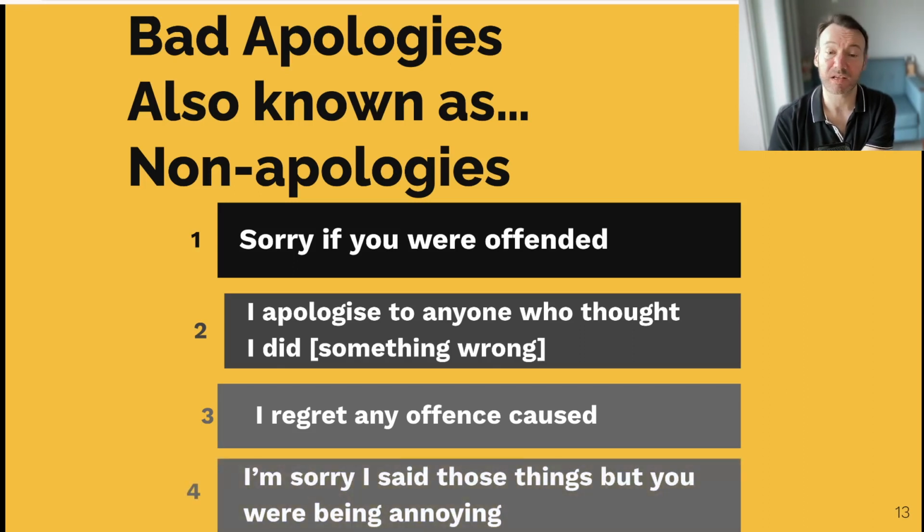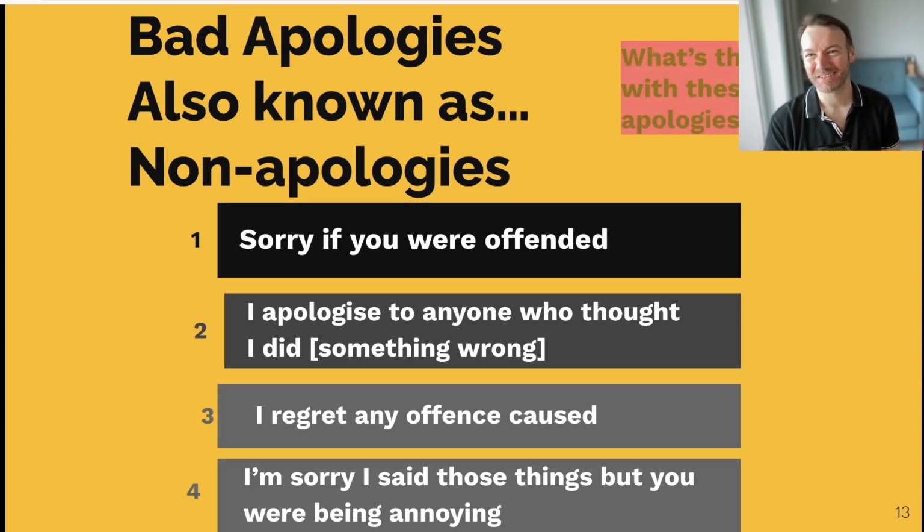"I'm sorry I said those things, but you were being annoying." Or, "I'm sorry I said those things, I was being provoked." "Sorry I said those things, but I felt defensive. I was being attacked at those times." You could pretty much search any of these phrases and you're going to get a lot of results coming back. They are quite common non-apologies. So what's the problem?